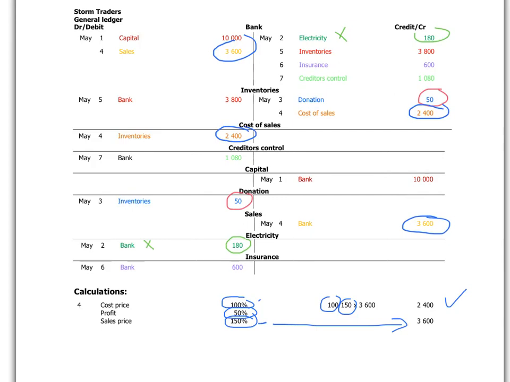Remember that the word that you write in the inventory account will be cost of sales to show that this double entry you will find in the cost of sales account. So in the cost of sales account, you will use the word inventory to show that the double entry is in the inventory account.